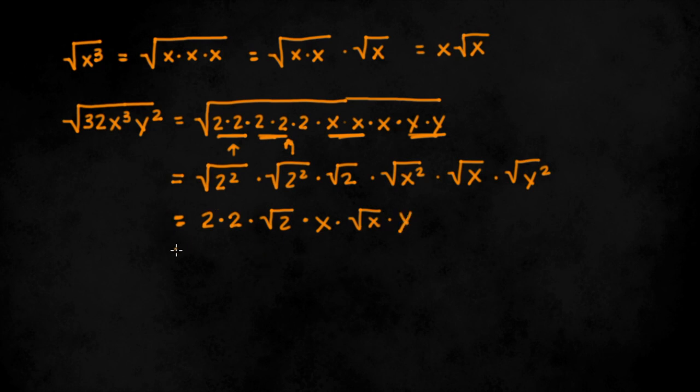Now we can rearrange this and combine like terms. 2 times 2 is 4. We have an x and y out of the radical times the square root of 2 times the square root of x. Anytime we have two square roots multiplied to each other, we can rewrite it as the square root of 2x, and that will be the simplest radical form of this expression that we had to begin with.